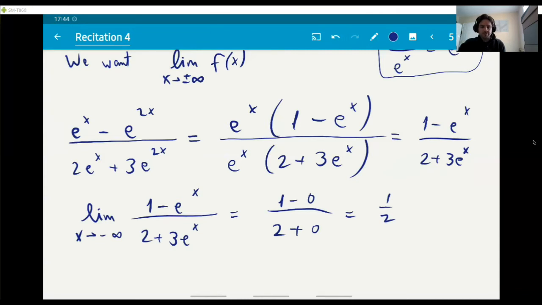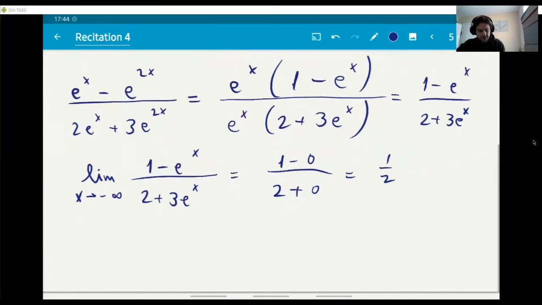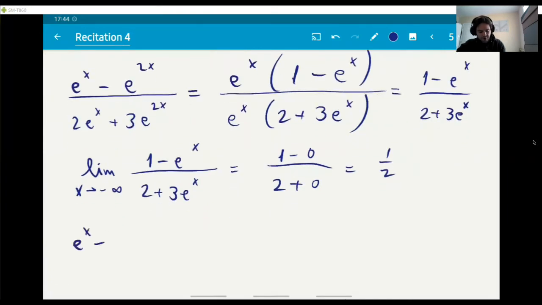If you want to find the limit at plus infinity, even though this expression is correct for the function, it doesn't help you, because if you plug in x equals plus infinity, that limit is still of the form infinity over infinity. It's still indeterminate. But the suggestion that the problem gave us was to also factor an e to the 2x. Just see what happens. So let's see what happens.